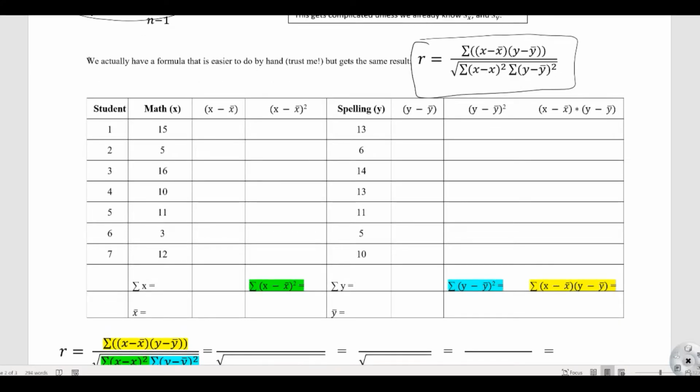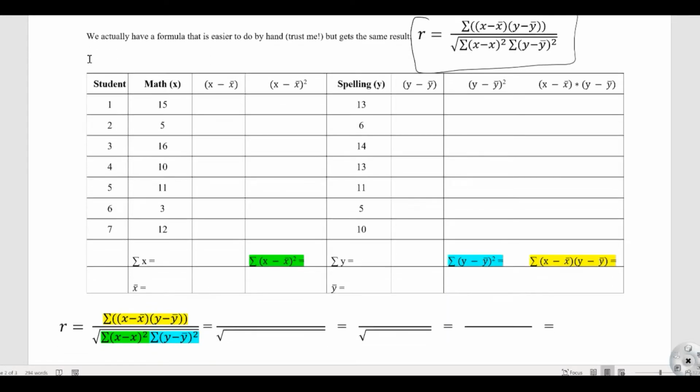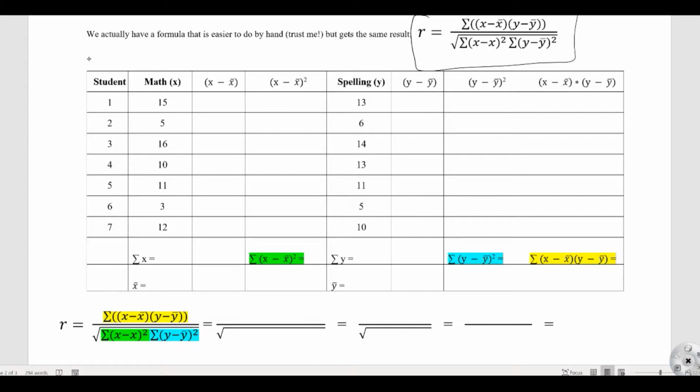So I've kind of color coded. You can see down here at the bottom, I've just repeated this same formula, and then I've color coded where we're going to get these values so that we can just plug them in and then combine. So the first step, I've already set up the table. We've got our 7 students, our 7 math scores. In this case, math is X, and there's 7 spelling scores, spelling being Y. And so the first step is to find the mean math score and the mean spelling score.